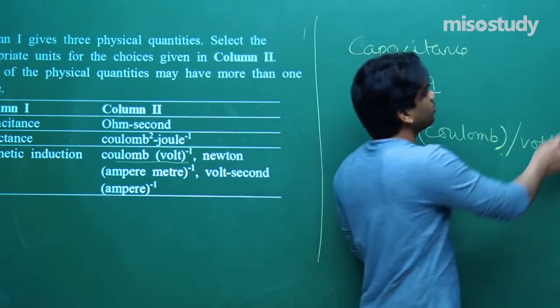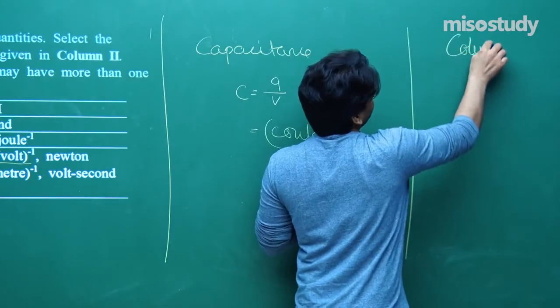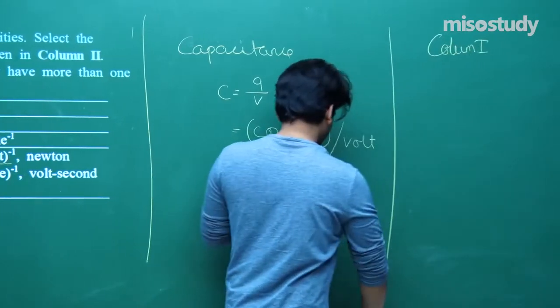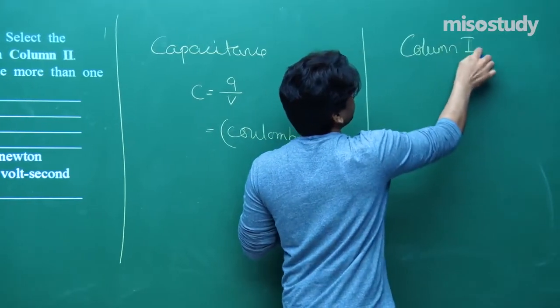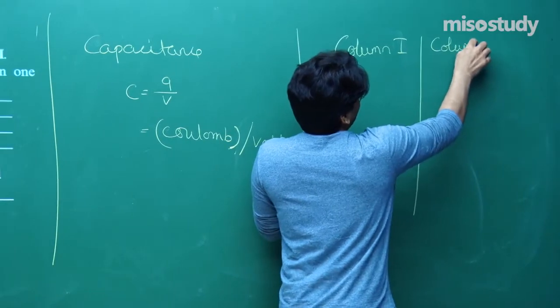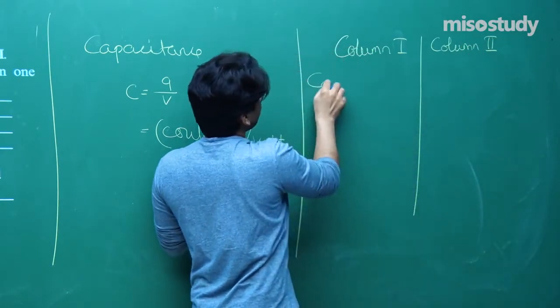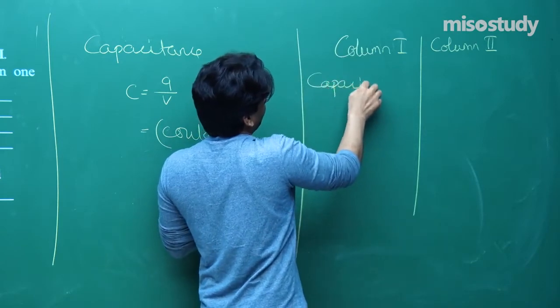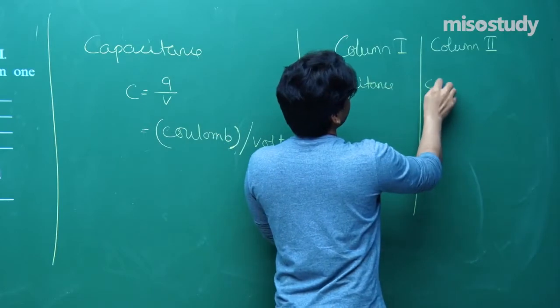So I'll be making one more table for column 1 and one more table for column 2. So we will be having column 1 and column 2. First we are having capacitance. We got capacitance as coulomb per volt.